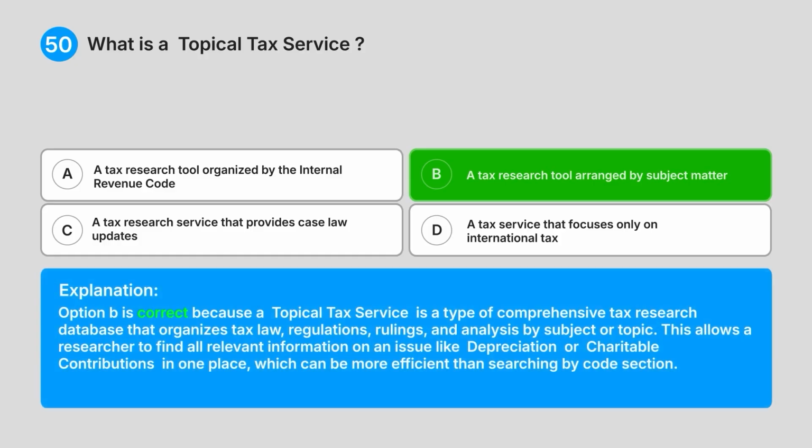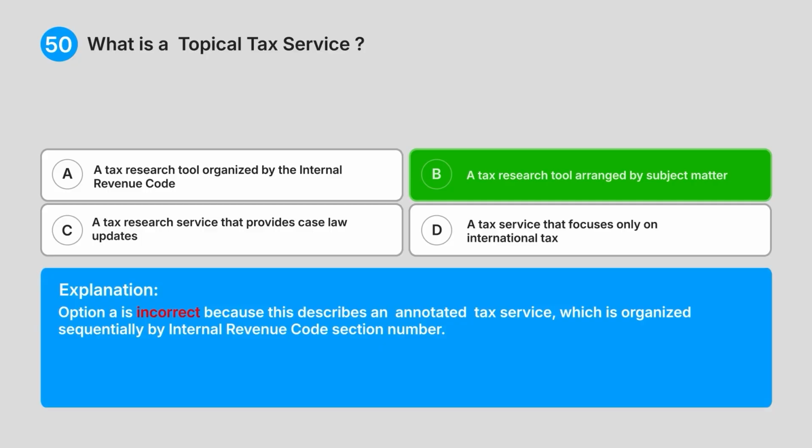Explanation. Option B is correct because a topical tax service is a type of comprehensive tax research database that organises tax law, regulations, rulings, and analysis by subject or topic. This allows a researcher to find all relevant information on an issue like depreciation or charitable contributions in one place, which can be more efficient than searching by code section.